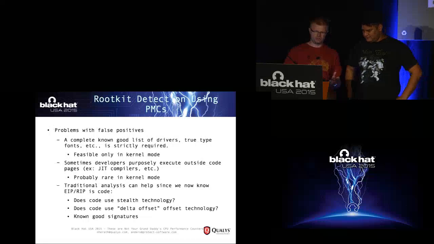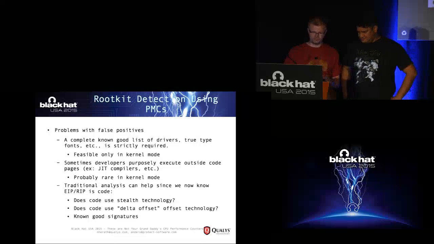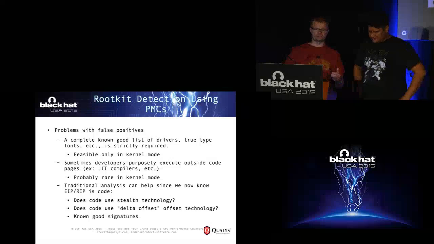And the questions you can ask yourself is, does this code use stealth technology? Do you have something like delta offset technology, where the code can run in any location in memory? You could have known good signatures to sort out false positives further. You could also have known bad signatures, standard antivirus stuff.